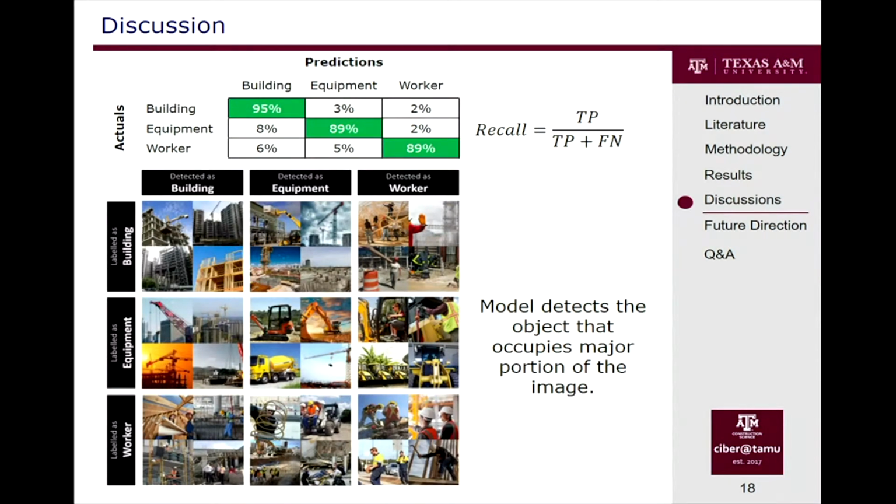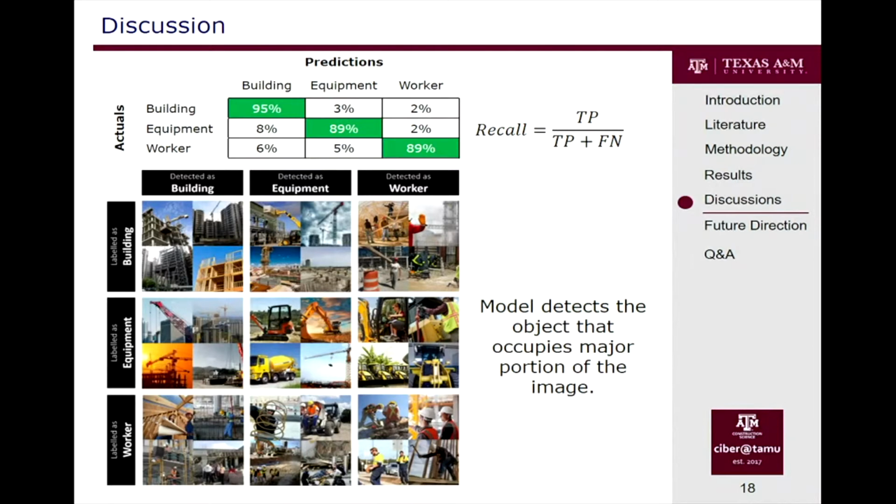Also, I would like to talk about some of the limitations or constraints of the model. For that, what you see on top is a confusion matrix. A confusion matrix is a very good visual representation of how well a model performs. In a confusion matrix, the diagonal shows the recall or the accuracy of your model. For example, in our case, if we mark the image as a building, in 95% of cases the image was predicted as a building, so our model was 95% accurate when it came to detecting buildings. Same for equipment, 89%, and worker, 89%.